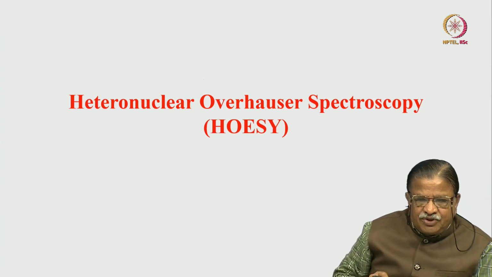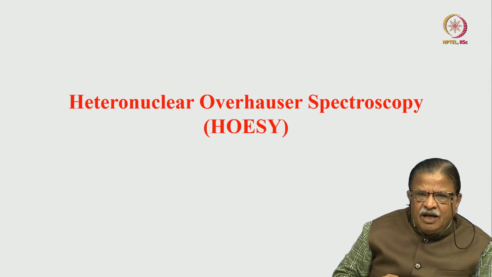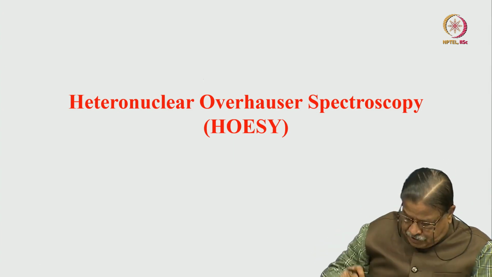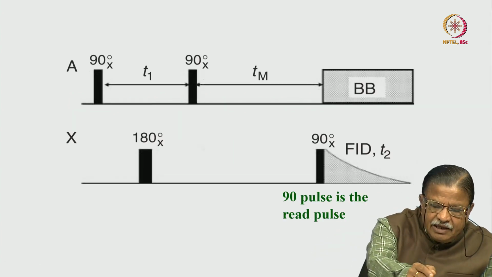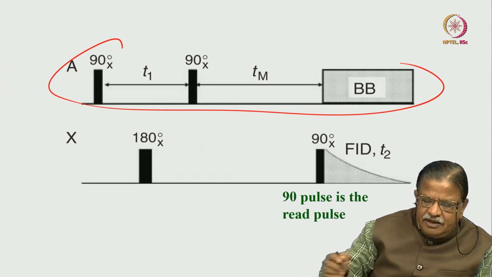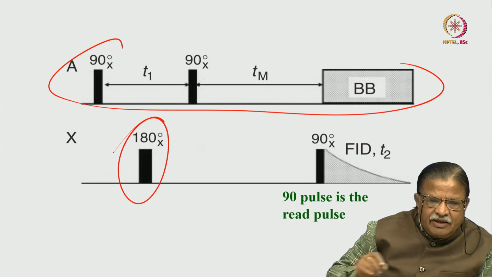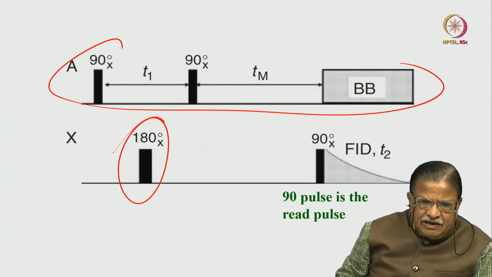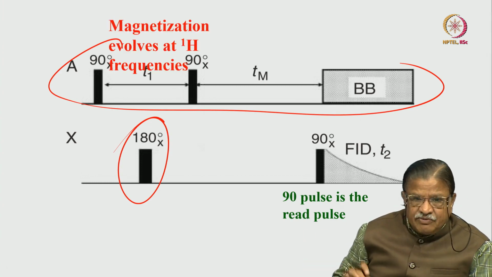Now, I will introduce HOESY. HOESY is called Heteronuclear Overhauser Spectroscopy. Here, the pulse sequence is very simple. You have 90, tau, 90, and then we have a 180 pulse at the center of one of them. Obviously, that causes decoupling. This is what happens.